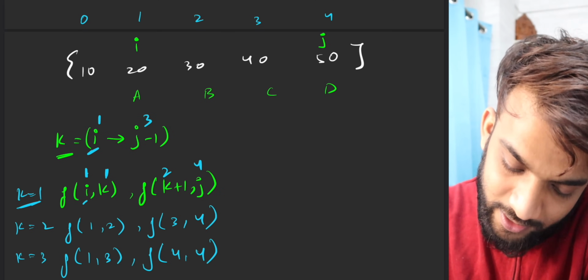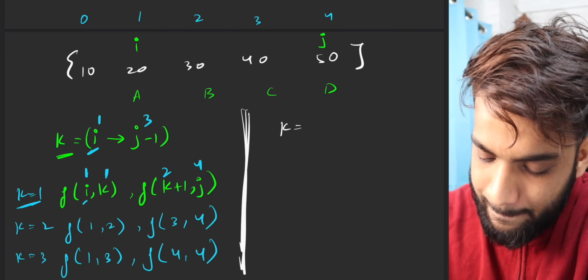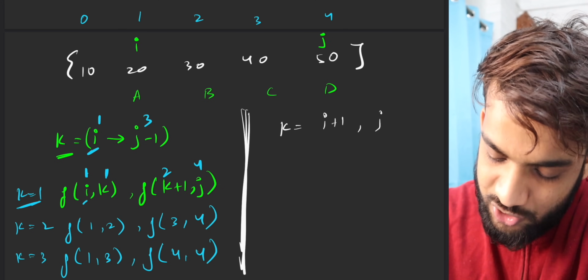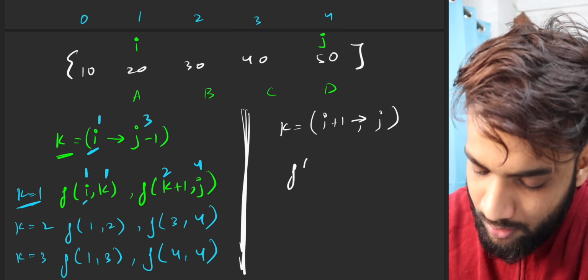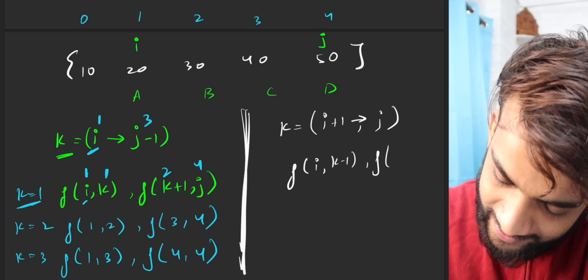Or one of the other ways is, you can do the other way as well. You can say, Striver, I will do k equal to i plus 1 and go till j. If you do this, then the partition will be i to k minus 1 and k to j.